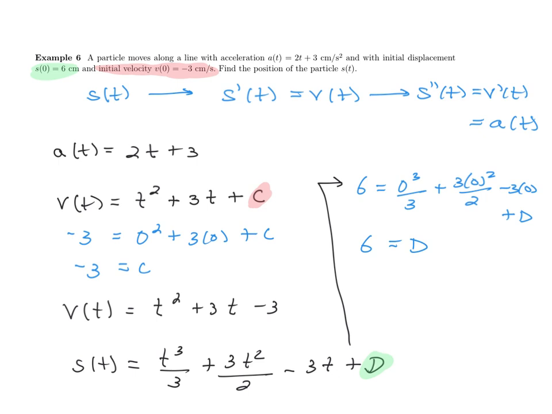What is the final function s of t equal to? It's t cubed over 3 plus 3t squared over 2 minus 3t plus 6. And this is the final answer.